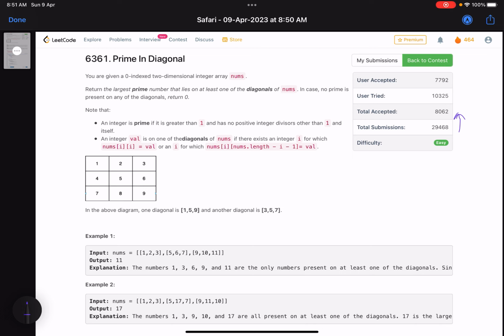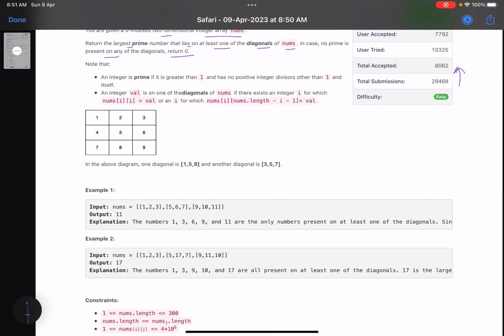So you are given a zero-indexed two-dimensional integer array, and you need to return the largest prime number that lies on at least one of the diagonals of the given 2D array. In case no prime number is present on any of the diagonals, return 0. Now what is a prime number? An integer is prime if it is greater than 1 and has no positive integer divisors other than 1 and itself.